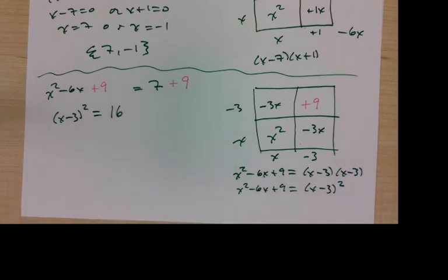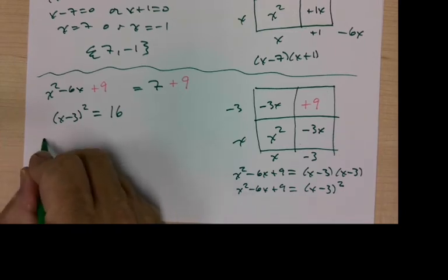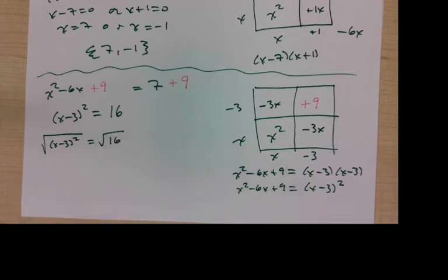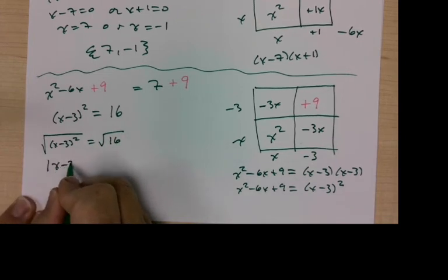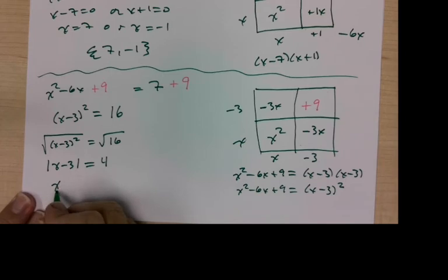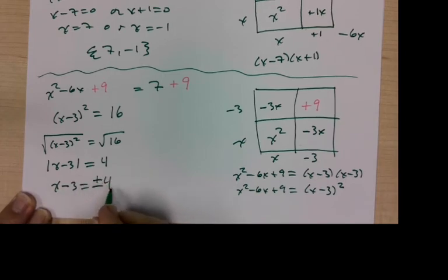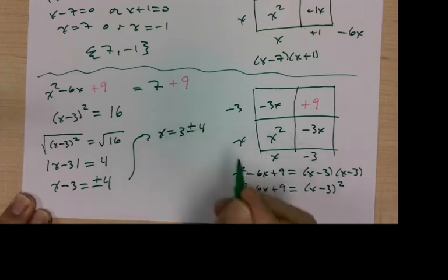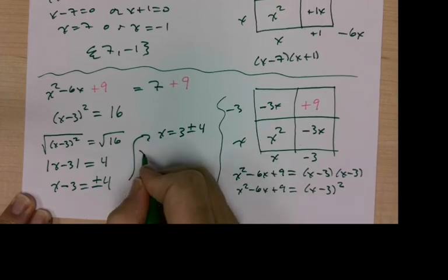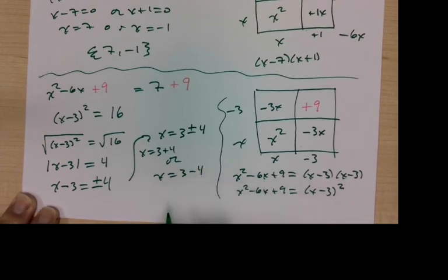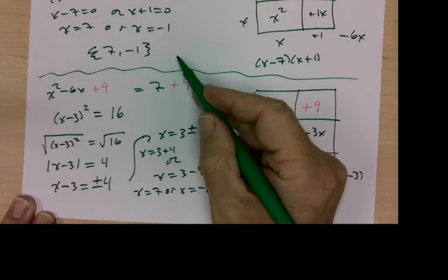Our next strategy is going to be to take the square root of both sides. The square root of x minus 3 squared is the square root of 16. So the absolute value of x minus 3 equals 4. So x minus 3 is plus or minus 4. Add 3 to both sides. x is 3 plus or minus 4. So x is 3 plus 4, or x is 3 minus 4. So x is 7 or x is negative 1, which makes me happy. That's what we had up here as well.